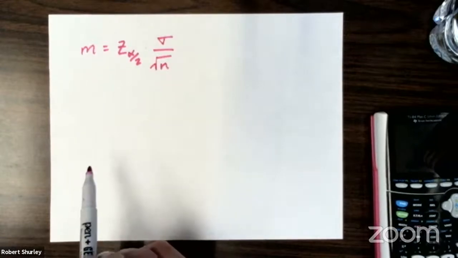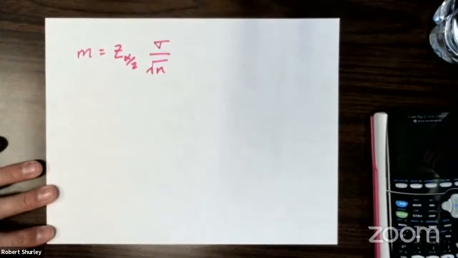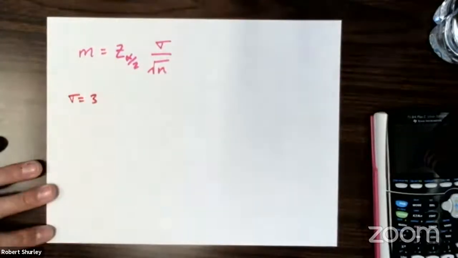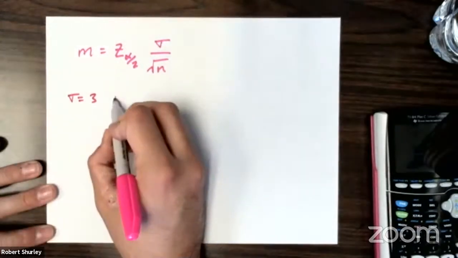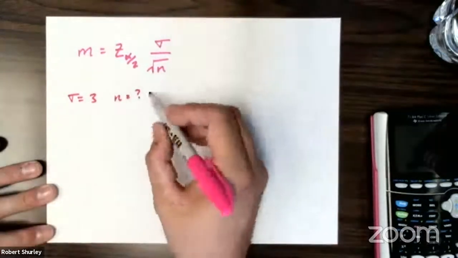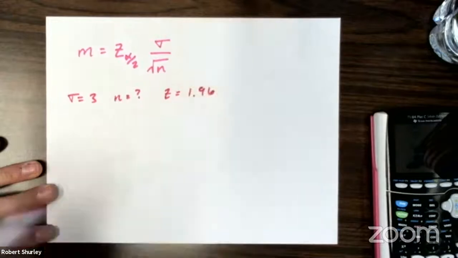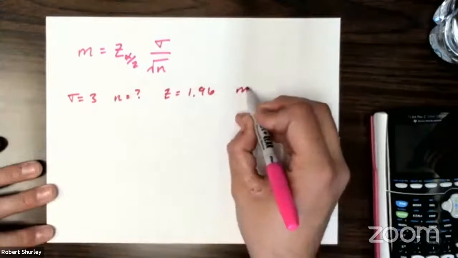It says scientists want to estimate the mean weight of mice after they have been fed a special diet. From previous studies, it is known that the weight is normally distributed with a standard deviation of 3 grams. How many mice must be weighed? So we want to know n. So that a 95% confidence interval, remember that z is 1.96, will have a margin of error of 0.5. Okay.